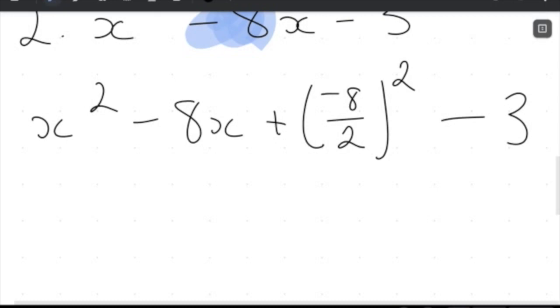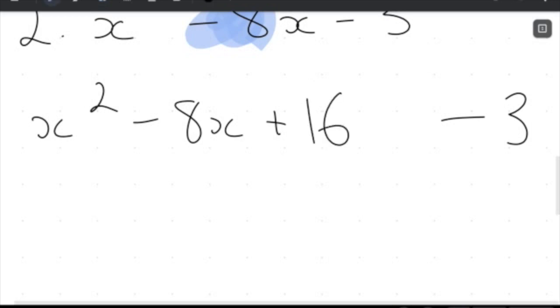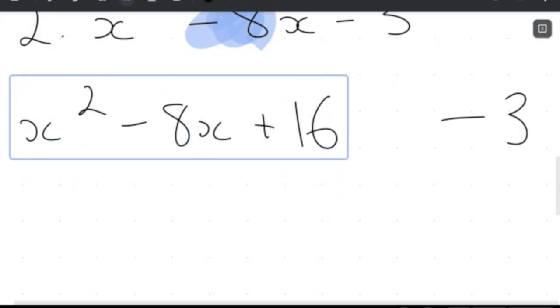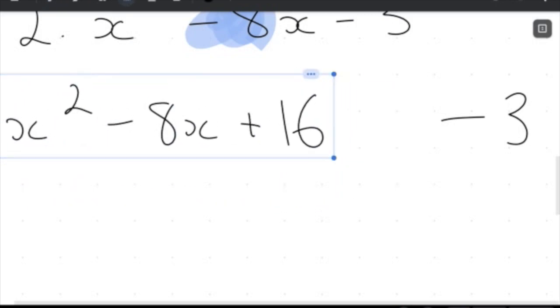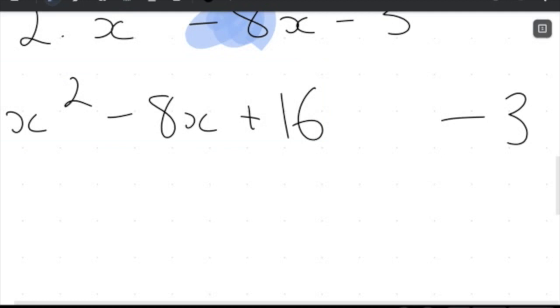Okay, but as we said, we can't just pull this out of nowhere. So we're going to do some kind of compensation here. Negative 8 on 2 gives me negative 4. All squared gives me positive 16. So in place of this, I'm going to write a positive 16. And let's shift everything across here so we have more space.